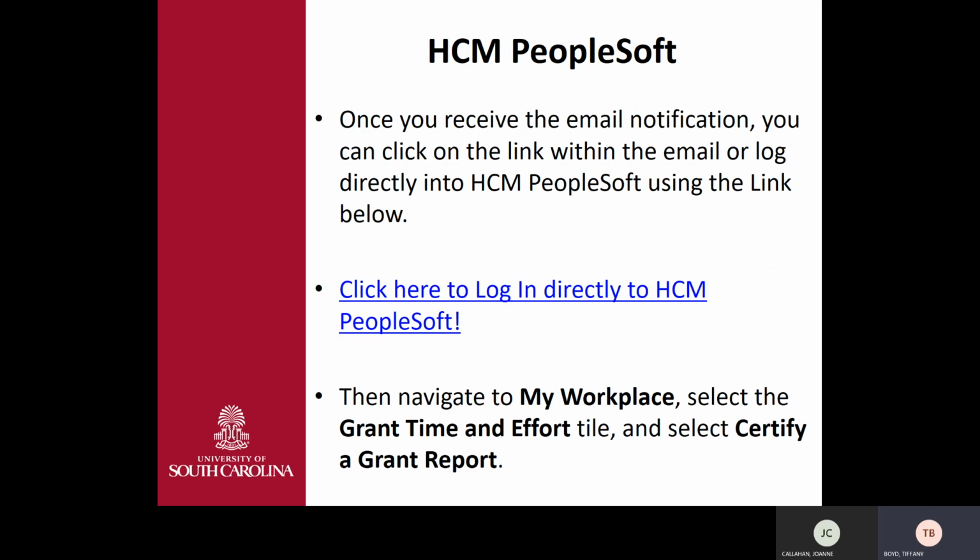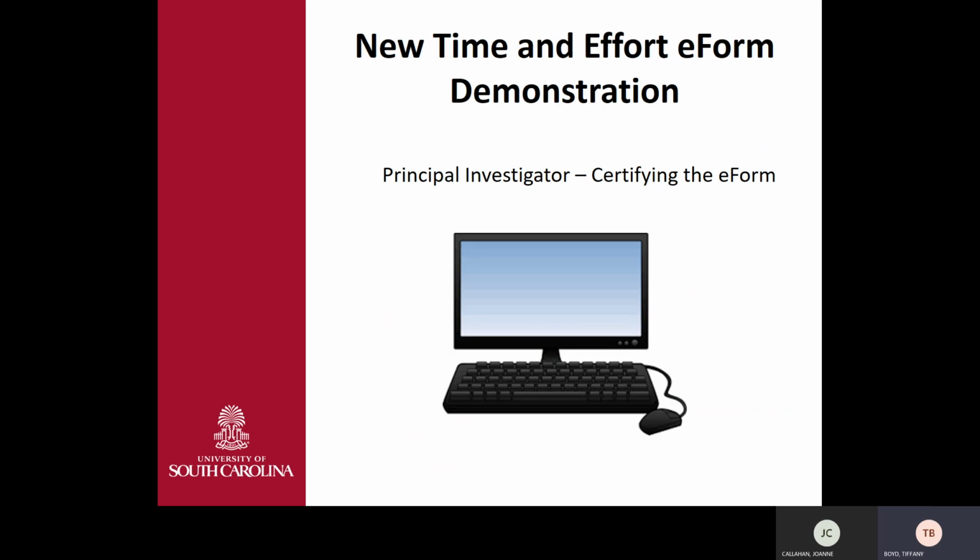The other option is once you receive that email notification, you can either click on the link within the email, or you can log directly into HCM PeopleSoft using the link below and just navigate to My Workplace, select the Grant Time and Effort tile, and then select Certify a Grant Report to access any pending reports in your queue. So now we're going to go right into HCM and demonstrate how to do this.